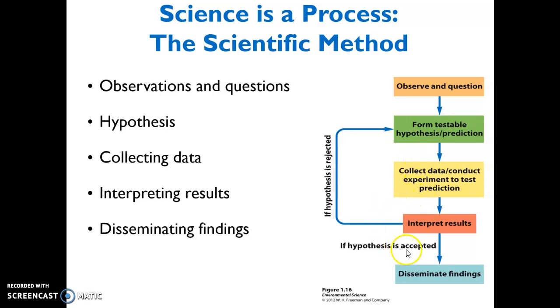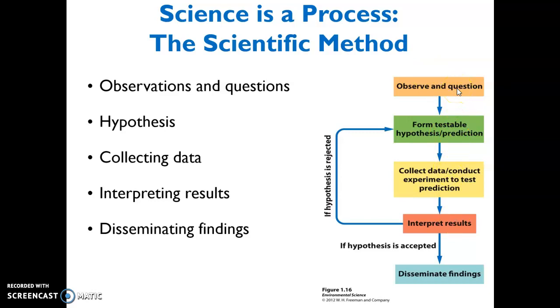But even if the hypothesis is accepted, there should be another arrow in here where we still go back to observing and questioning. So let's say the results showed that Pfiesteria did cause the death of 1 billion fish. We might want to question, how did that happen? Did they produce a toxin which killed and dissolved the flesh of fish? Did they do something else? So that brings us back to another round of questioning, hypothesis formation, data collection, etc.